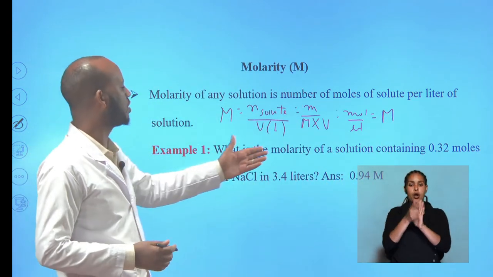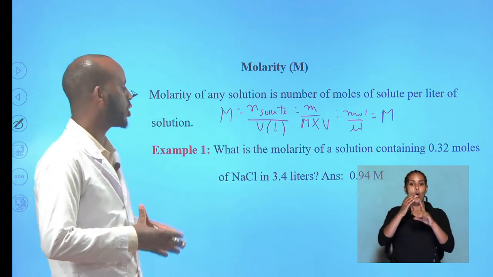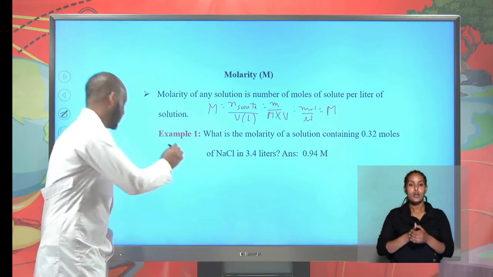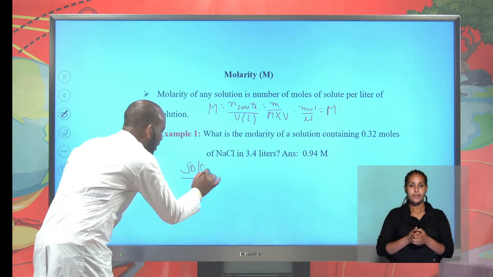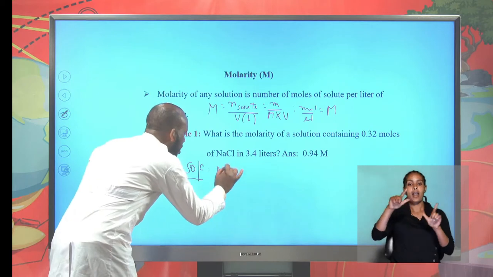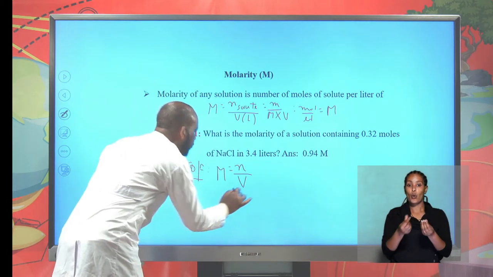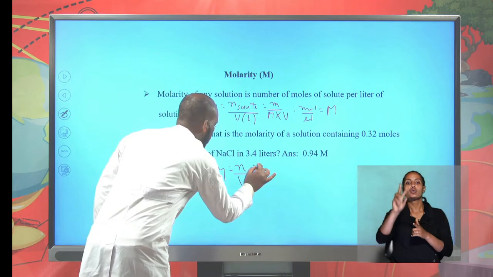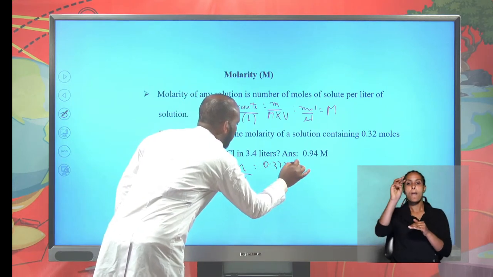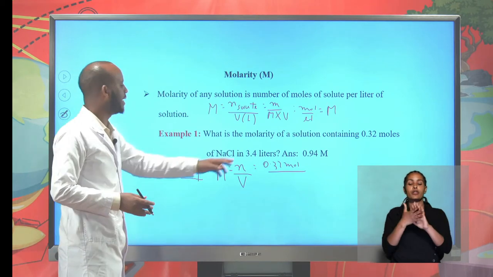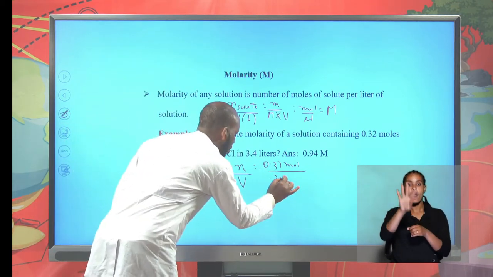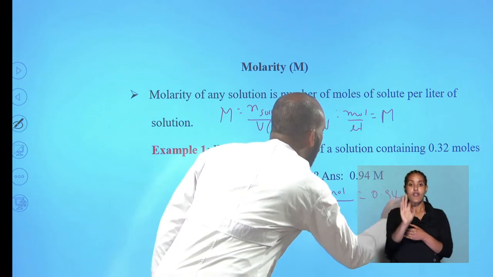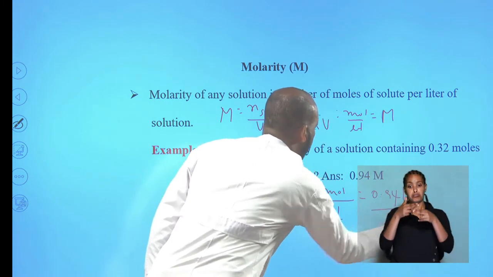For example, what is the molarity of a solution containing 0.32 moles of sodium chloride in 3.4 liters? Solution. Molarity of the solution, capital M, equals number of moles of solute divided by volume of the solution in liters. Number of moles of solute is 0.32 moles, divided by volume of the solution, 3.4 liters. This is 0.94 mole per liter, which is known as molar, capital M.